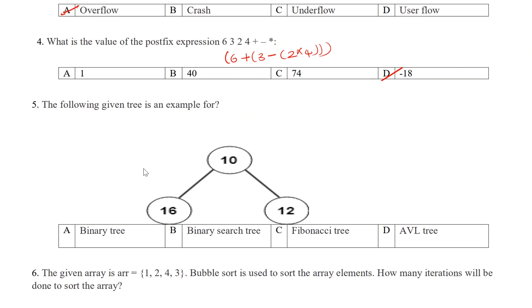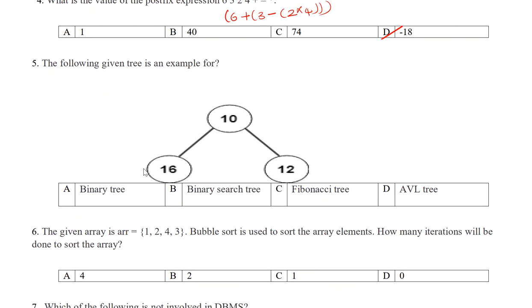Next one, fifth question. The given tree is an example of a binary tree, since it has two children and the left and right children do not satisfy the binary search tree property. So the answer is binary tree.